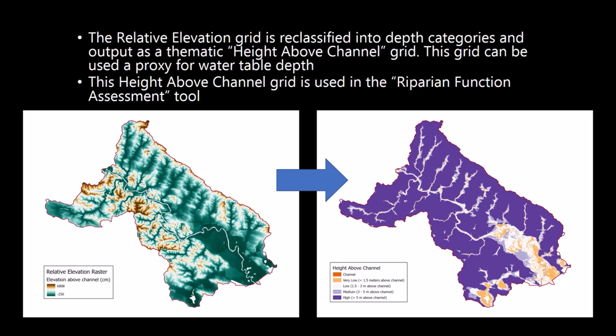So you get an idea of very low-lying areas with a shallower water table compared to areas that are higher up with their water tables likely to be much deeper. The height above channel grid is going to be an essential part of the riparian function assessment toolset.